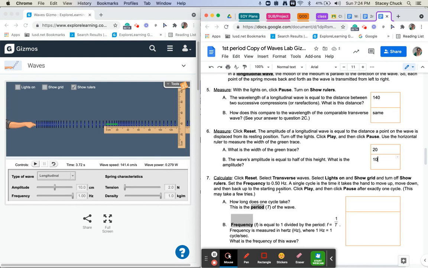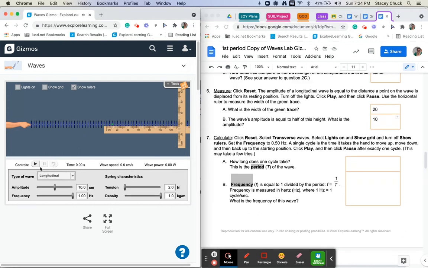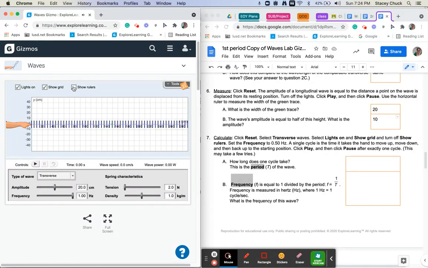All right, calculation. Click reset. Select transverse wave. Select lights on. Show grid. Off rulers. Frequency to 0.5. A single cycle is the time it takes the hand to move up, move down, and then back to starting position. Click play and pause after exactly one cycle.